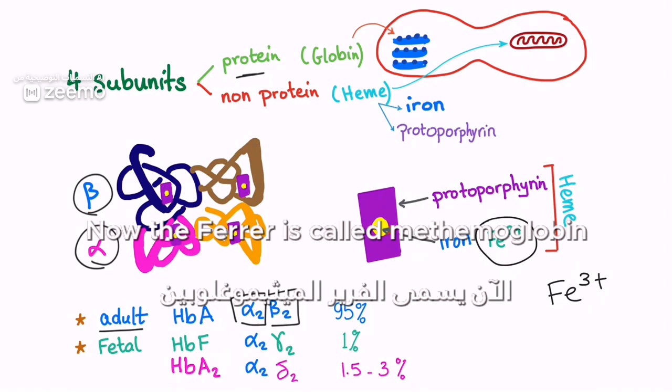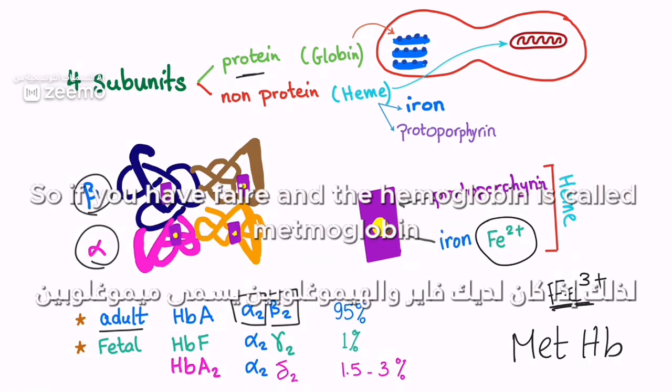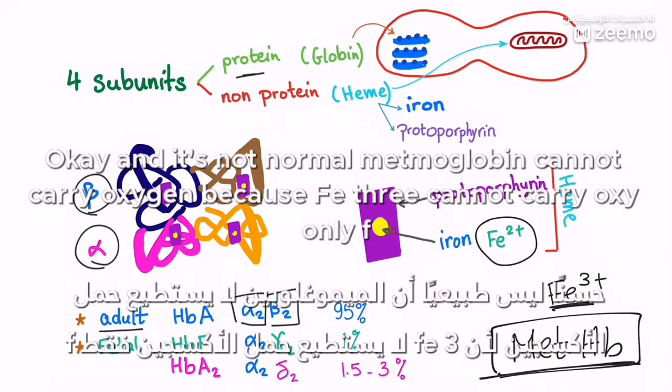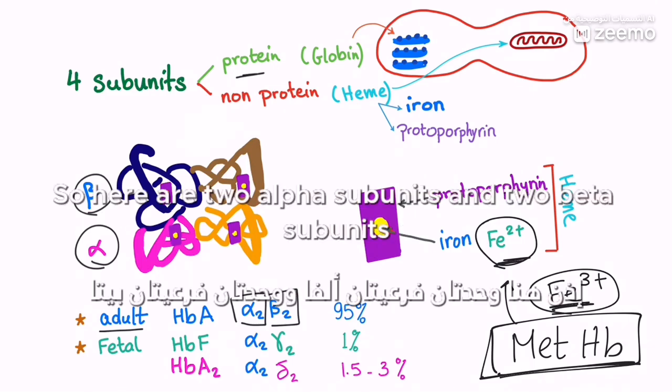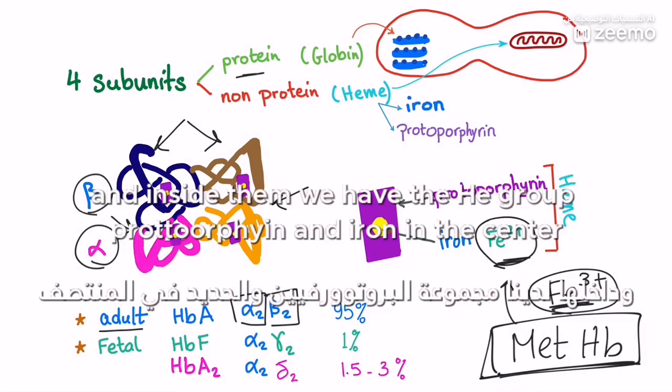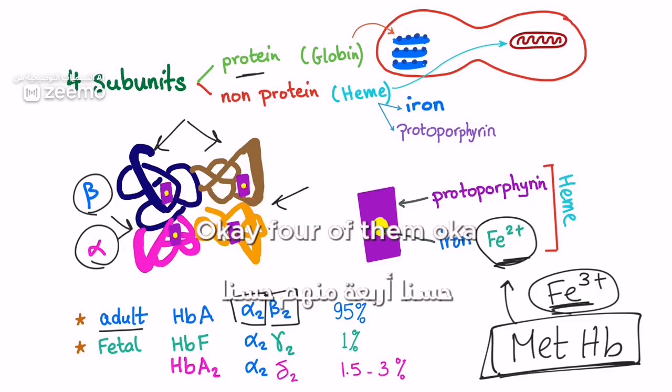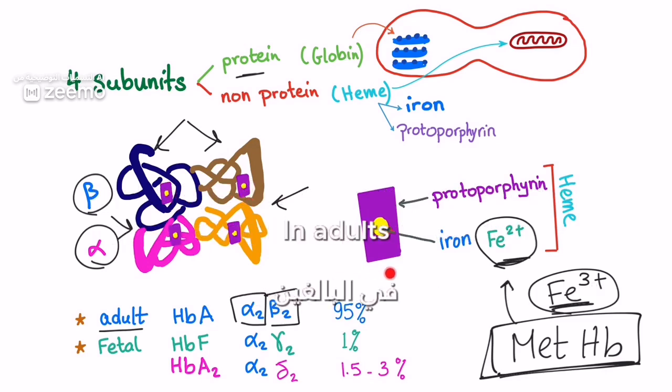No, the ferric is called methemoglobin. So if you have ferric and the hemoglobin is called methemoglobin, okay, and it's not normal. Methemoglobin cannot carry oxygen because Fe3 cannot carry oxygen. Only Fe2 carries O2. So here are 2 alpha subunits and 2 beta subunits, and inside them we have the heme group, protoporphyrin, and iron in the center. Okay, 4 of them.